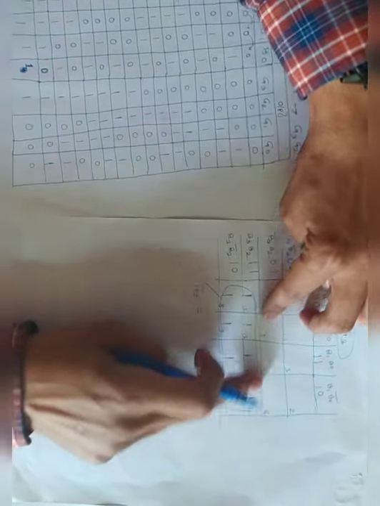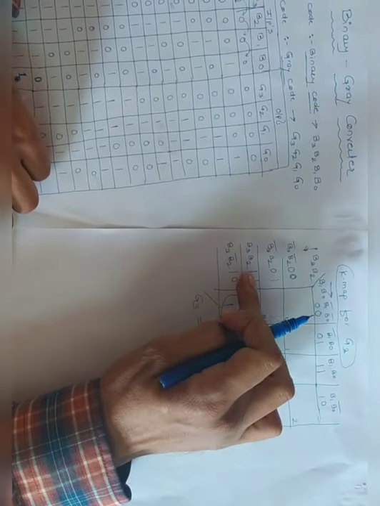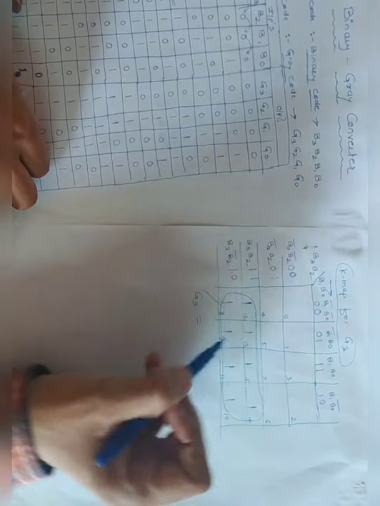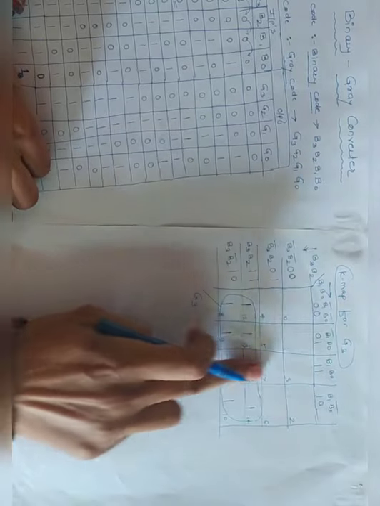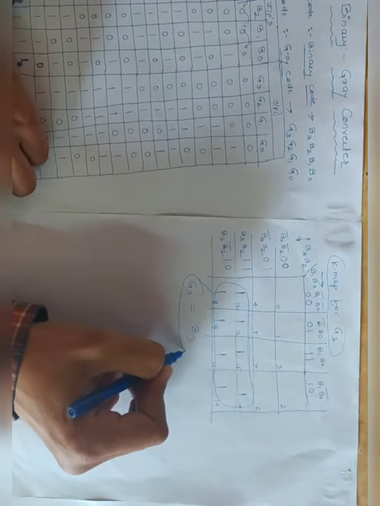In a group of 8 bits, you can directly take the common term. What is common? That is 1, which means B3. So G3 is equal to B3, and there is nothing common from these columns. So G3 is equal to B3. You are getting this equation, right?